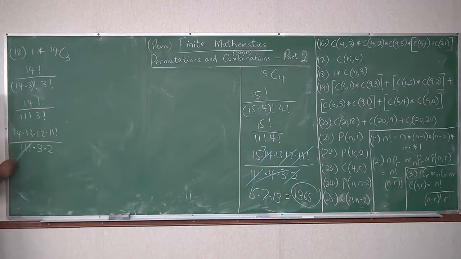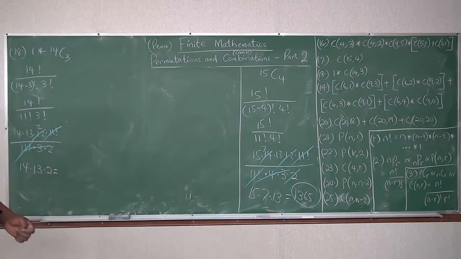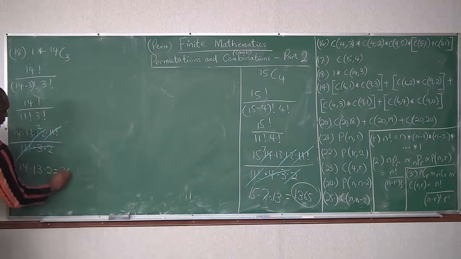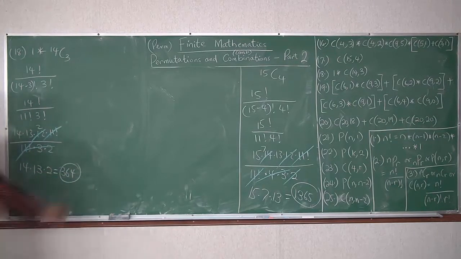So we have bam, bam, that's gone. 3 times 2 is 6. So 3 and 2 is 6, gone. Then 6 into 12 is 2. So I have 14 times 13 times 2. Okay? 14 times 13 times 2 is 364. Okay?